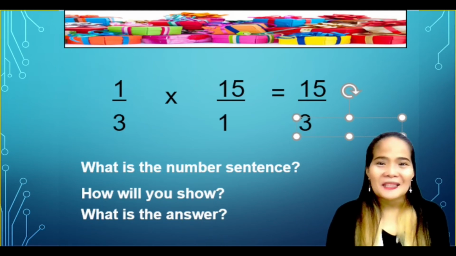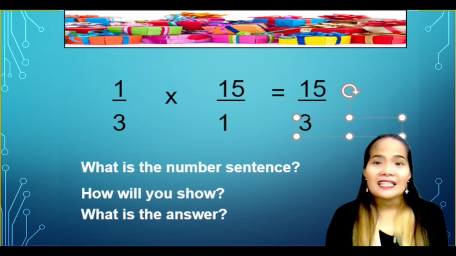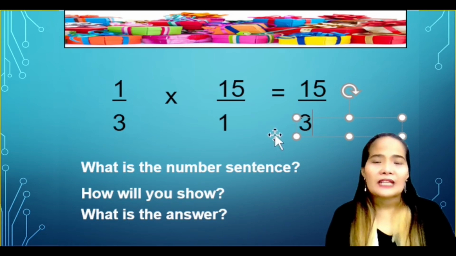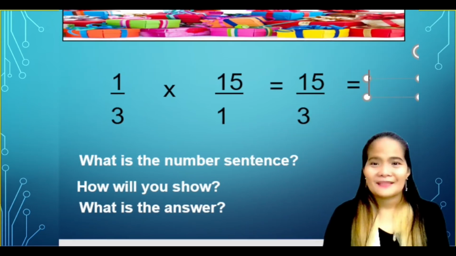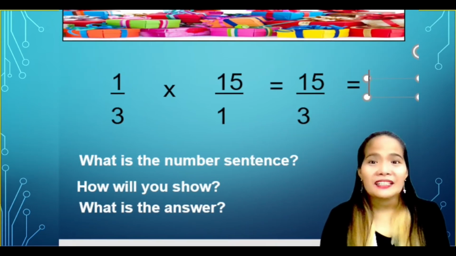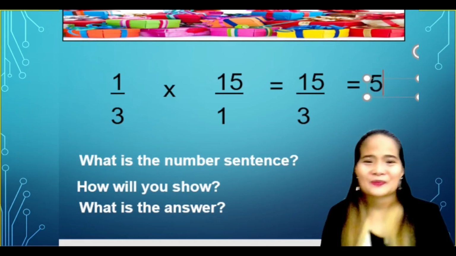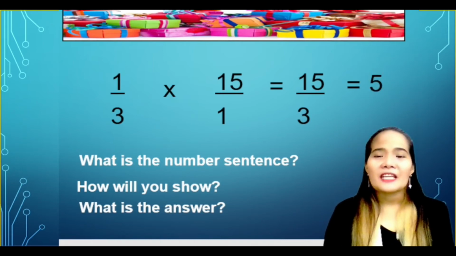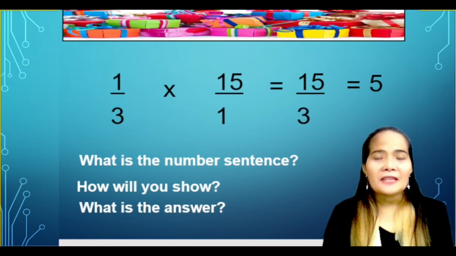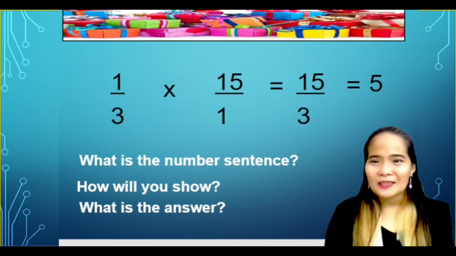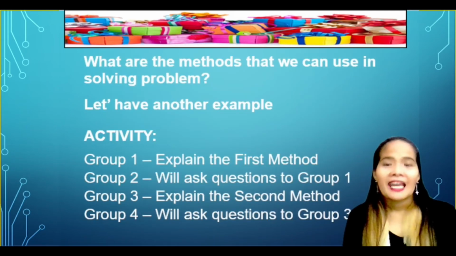For us to have the lowest term, what should we do? Pupil number 7? Okay, that's correct. So we divide 15 over 3. So 15 divided by 3 is correct. The answer is 5. So there will be 5 gifts that will be given to the Kalayaan Elementary School. And for our next activity, what are the methods that we can use in solving problems?